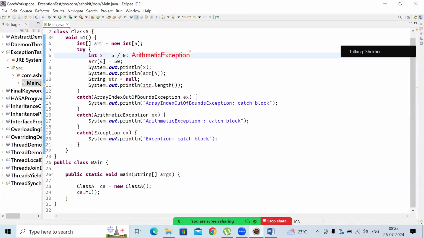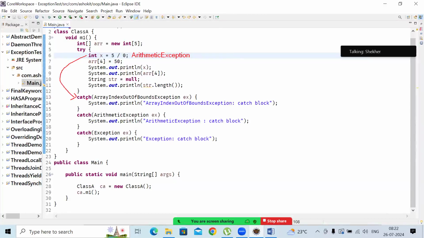The exception occurs at line number 6. Tell me, where does control jump? The nearest catch block. Who is the nearest catch block here? Array index out of bounds exception.